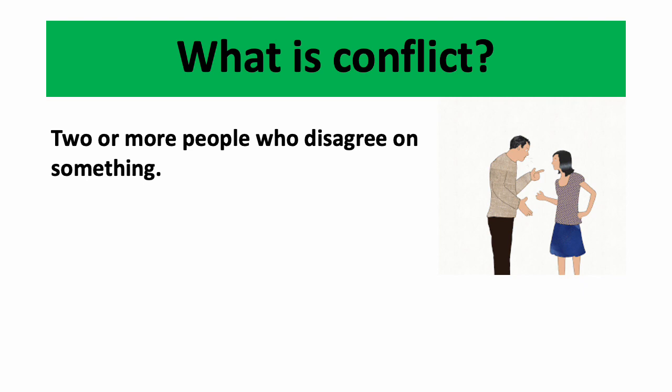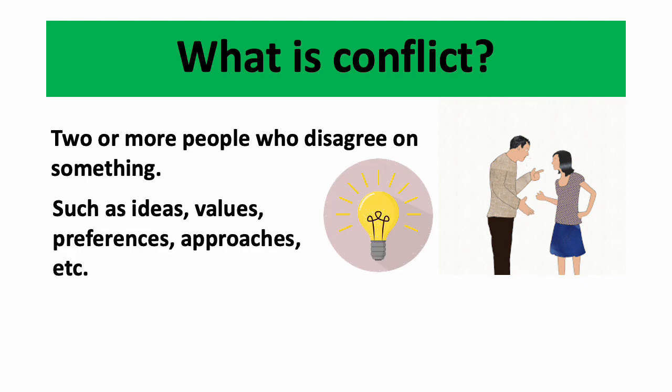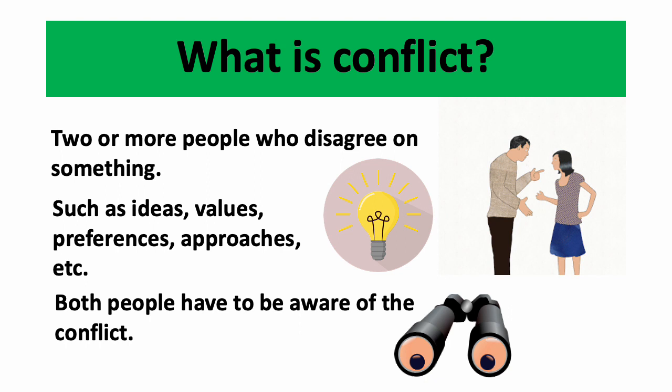Conflict is two or more people who disagree on something. And this something can be anything. It can be ideas, values, preferences, approaches. It really means we have divergence of the things we are looking at. So we're seeing the world differently from somebody else. And the truth is that both people, both parties, have to be aware of the conflict. That's when we have conflict.